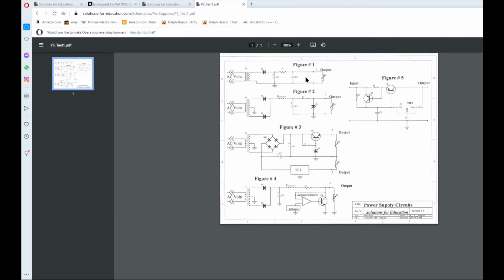All right, let's go in here. First of all, what's wrong with this circuit? Anybody? There's something missing on this circuit.